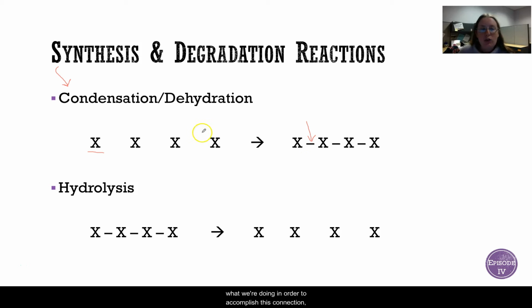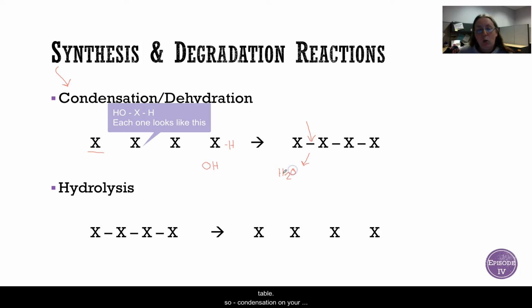What we're doing in order to accomplish this connection, this formation of bond, is releasing water by removing hydrogen ions that are on one end of each of these monomers and hydroxide groups that are on the opposite ends of each of these different molecules. So what we get out of this, for every single bond, we're going to end up with H2O on the table. So condensation on your glass, water on the glass, dehydration, you're removing water.